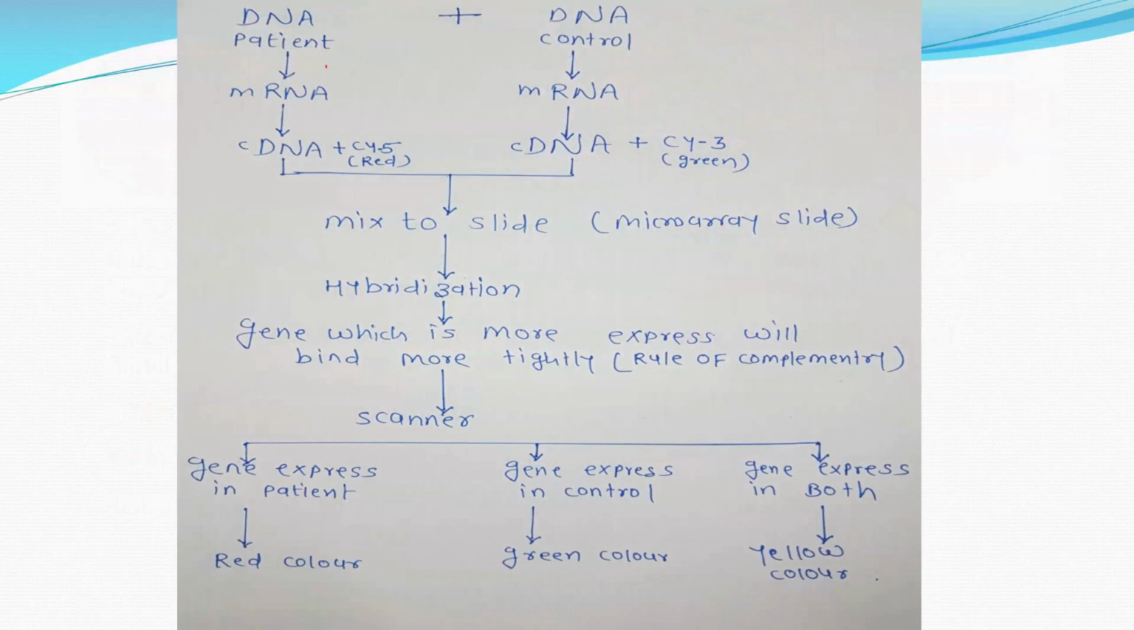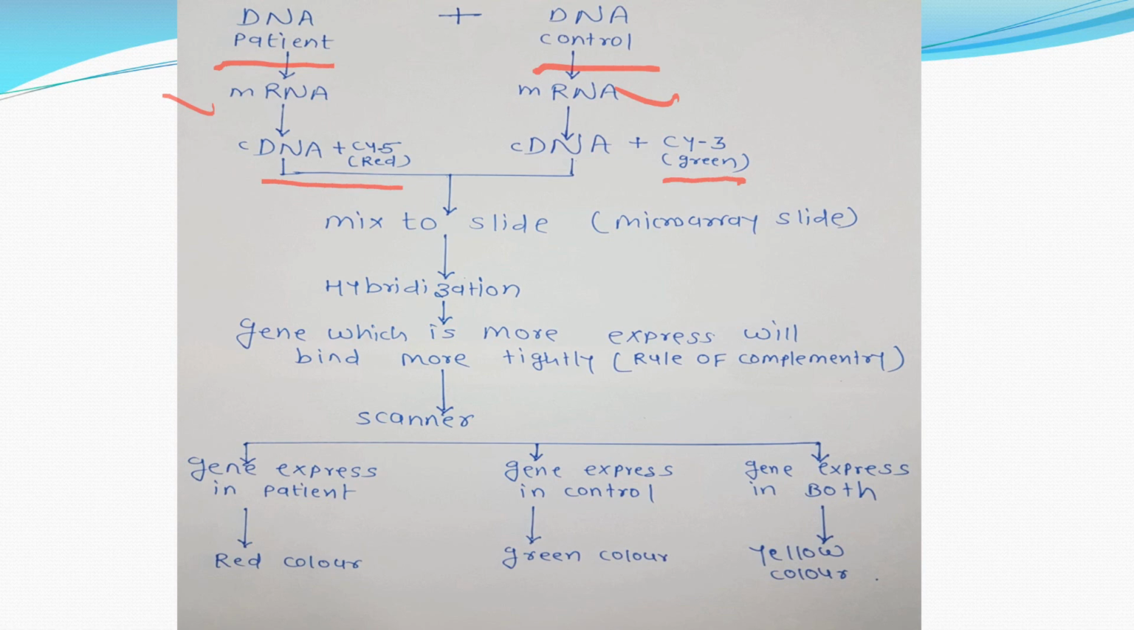Again, a simple flow chart for those who still do not understand the concept of DNA microarray. We are taking DNA from the patient, DNA from the control, extracting the mRNA, then adding fluorescence to both the samples. Cyanine 3, that is the green color, to the control, and cyanine 5, that is the red color, to the patient. Then mix both samples and wait for hybridization.